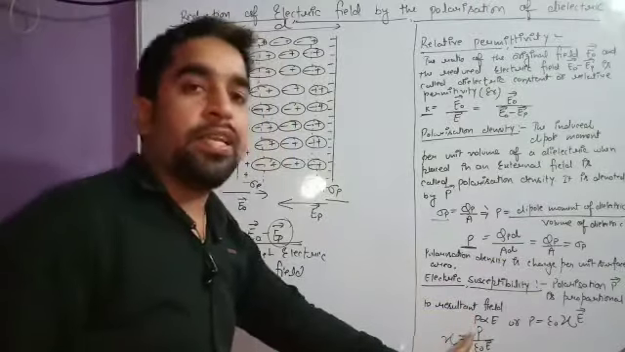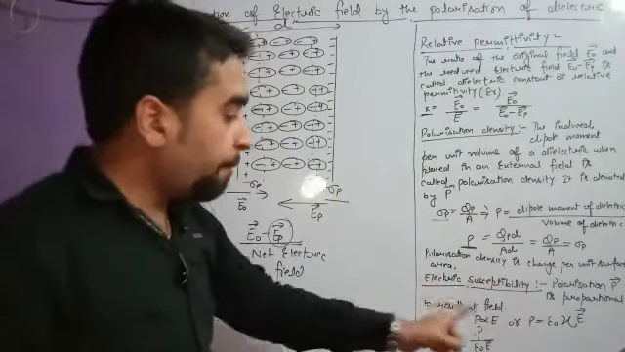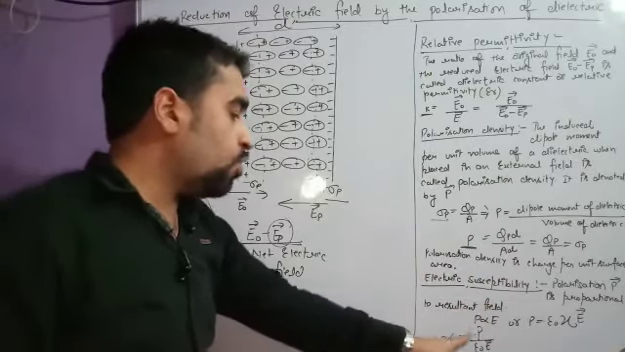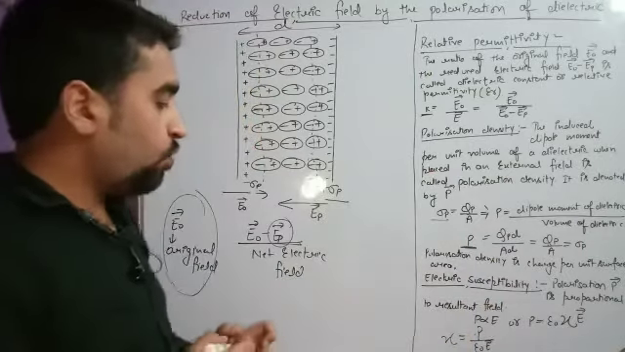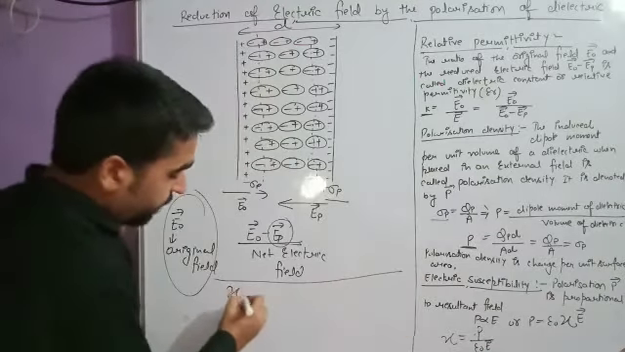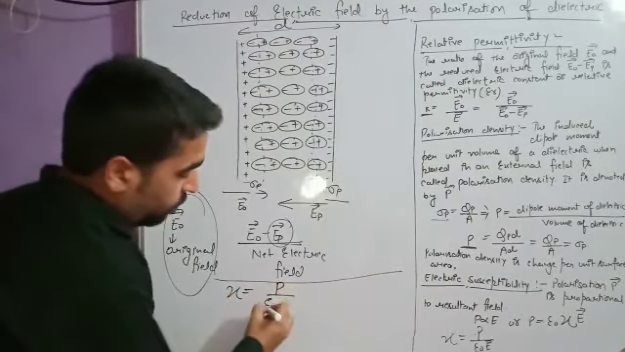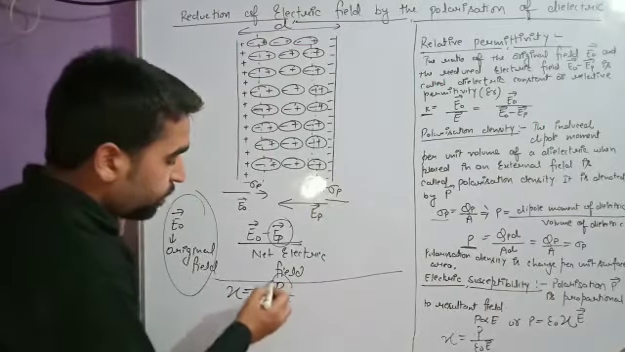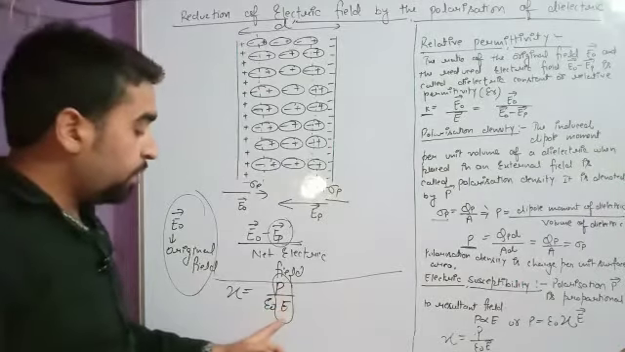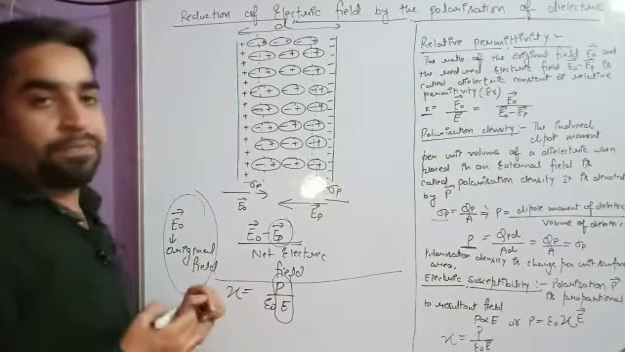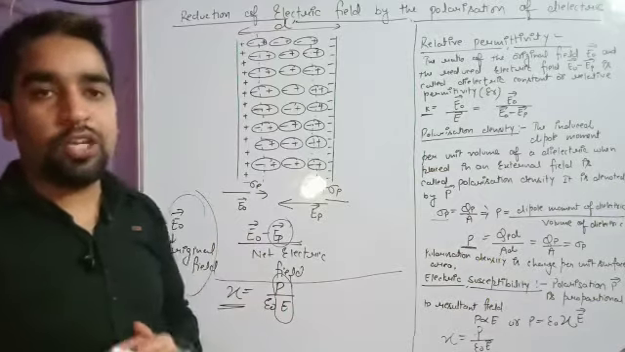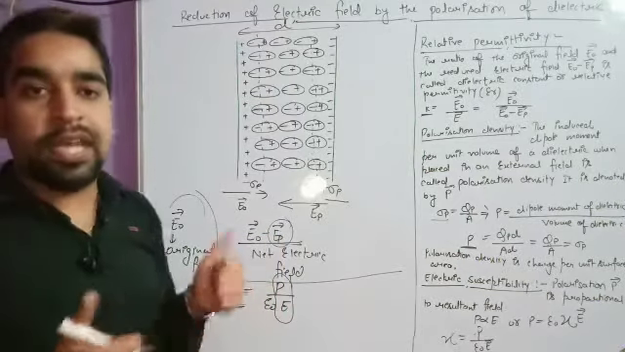P, polarization, is proportional to electric field. P is equal to epsilon naught xi E. And what is the value of xi? Xi is equal to P upon epsilon naught E. So how can we define xi? We can say xi is equal to P upon epsilon naught E, the ratio of polarization density and electric field, times 1 upon epsilon naught, which is known as the susceptibility of the material. So I hope you understood all of this lecture. Thank you. God bless you.